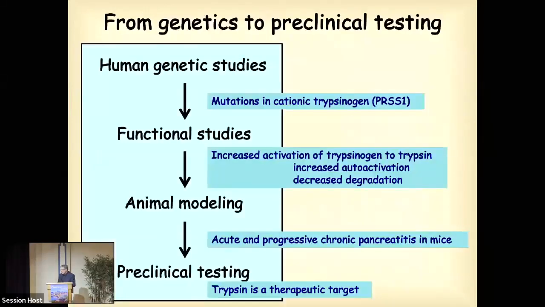So to summarize, what I was discussing in this scheme, using the trypsin-dependent pathway and PRSS1 mutations as an example. In human genetic studies, we identify these mutations. Then in functional studies, we learned that the mutations either stop degradation of trypsinogen or directly increase activation of trypsinogen. And then based on this, we modeled it in mice, and you have 2 phenotypes.